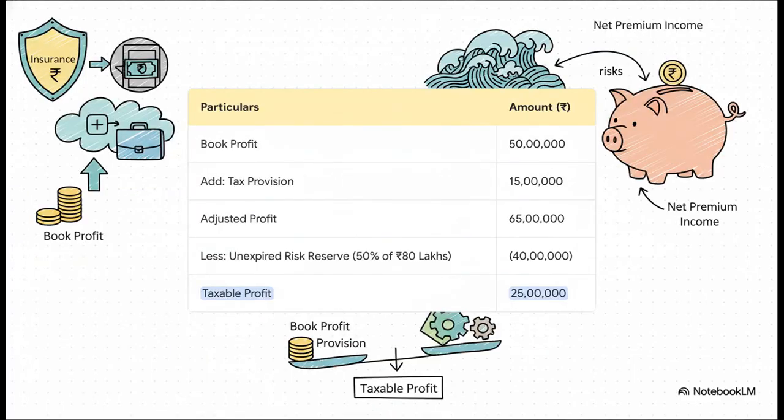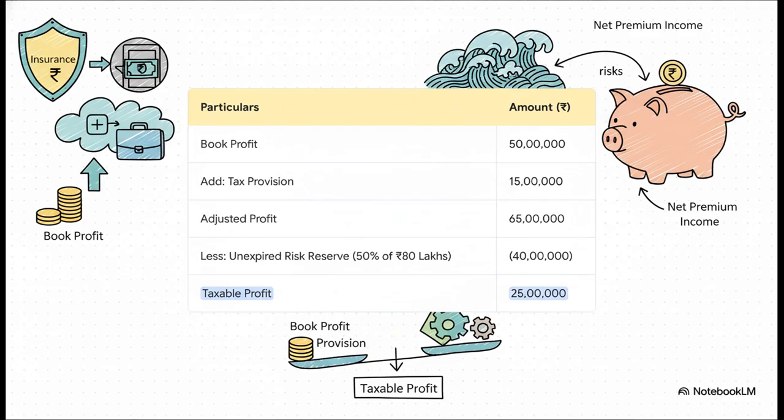Let's put some numbers to this to see how it works. Okay, imagine a general insurance company. Their profit as per the P&L account is 50 lakh rupees. They also made a provision for income tax of 15 lakhs. Their net premium income for the year was 80 lakhs.